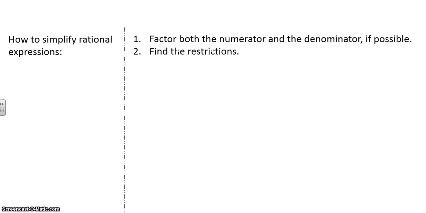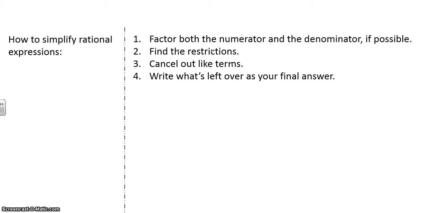Next, we're going to find the restrictions. Okay, and I'll show you what that looks like. But again, finding restrictions, you're only focusing on the denominator because it's the denominator where we can't have a 0. 3, we're going to cancel out like terms, and I'll show you what that looks like. And 4, once we cancel out the like terms, whatever is left over is going to be our final answer. So if you need to pause, go ahead and pause while you finish writing those down.